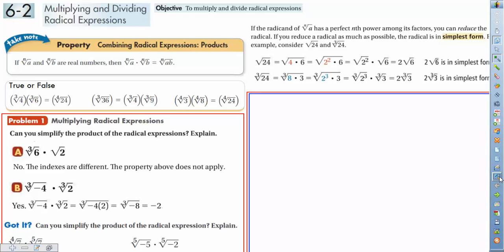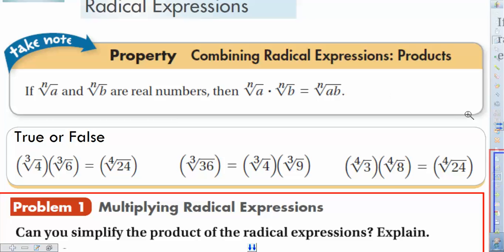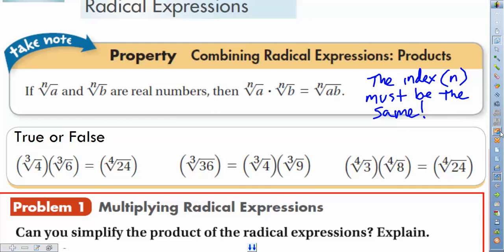Okay, but let's just focus on some very, very basic stuff here first. The very basic thing that is true about products of radicals is that the only way you can actually multiply radicals together is if they have the same index number. That's pretty much what's going on right here. The index n must be the same. So what you're looking at right down here is several true-false problems.